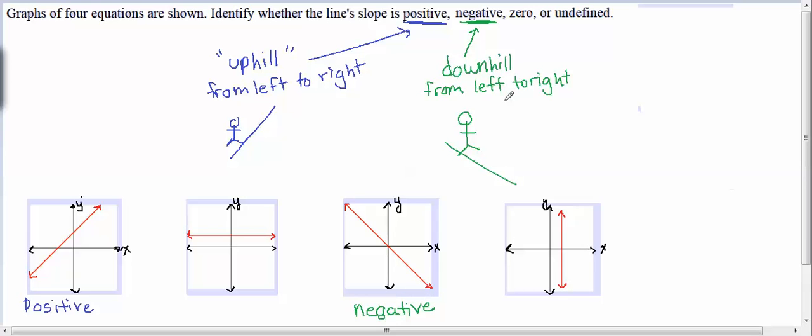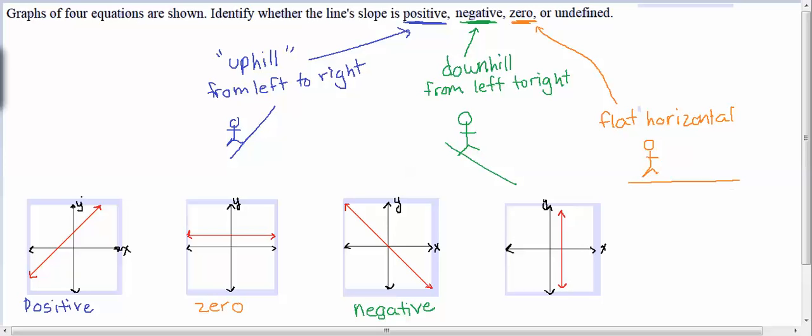Okay, so now let's move on to the idea of a zero slope line. A line with a zero slope means that as we move from left to right, we're not going up or down. We're staying flat. So a line with a zero slope is a flat horizontal line. So there's our person, and they're not going up or down, they're just staying flat. As we look, here's our zero line. A line with zero slope is a horizontal line.